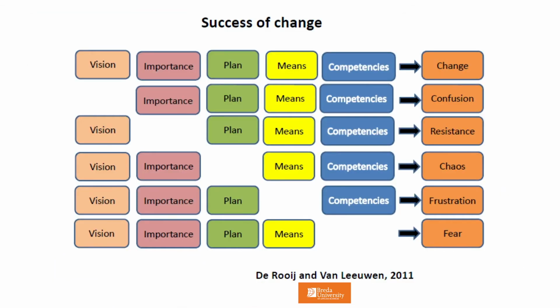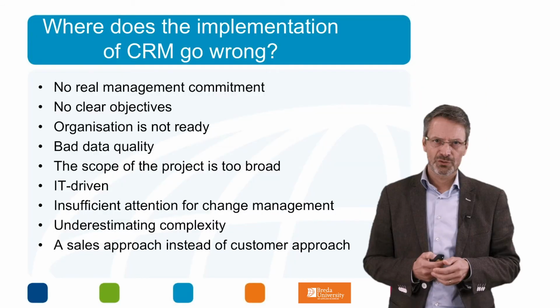So this success of change, in my opinion, depends on 5 factors: vision, importance, plan, means, competencies. When there is no vision, there will be confusion. When there is a lack of importance, there will be resistance. When there is no plan, there will be chaos. When there are no means, there will be frustration. And when there are no competencies, there will be fear. So it's important to take care of all these elements.